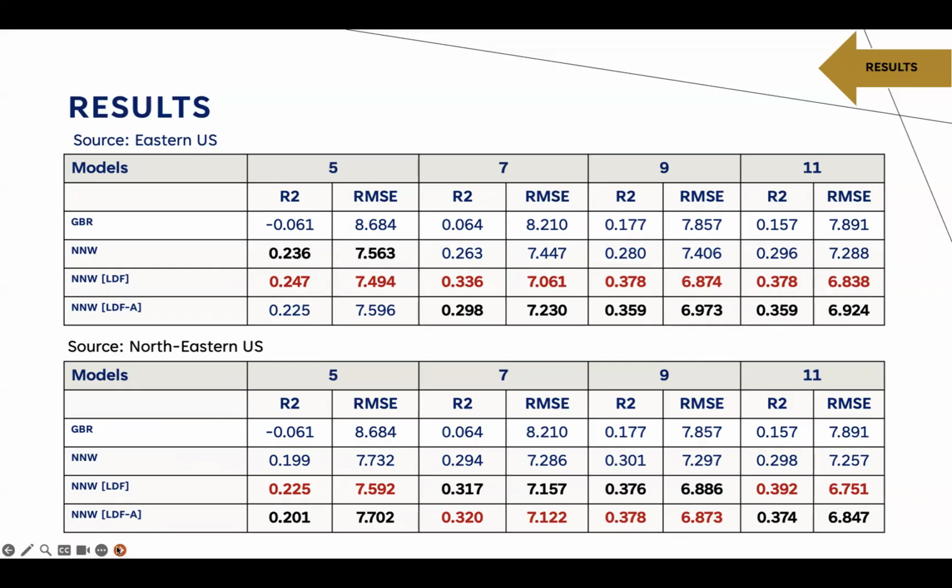So when we use only the Eastern United States as the source data set, we see that NNW-LDF has the best performance among all these top competing baselines. And when we use Northeastern United States, we see that it kind of jumps between NNW-LDF and NNW-LDF-A as having the best and the second best performance.